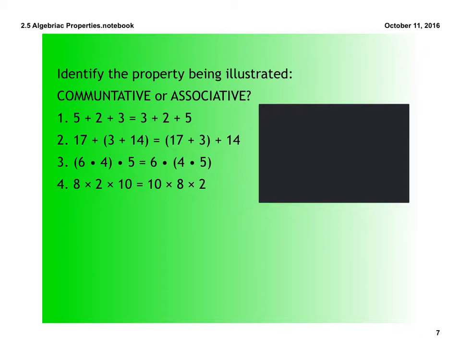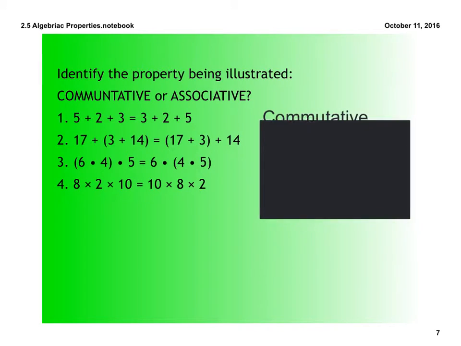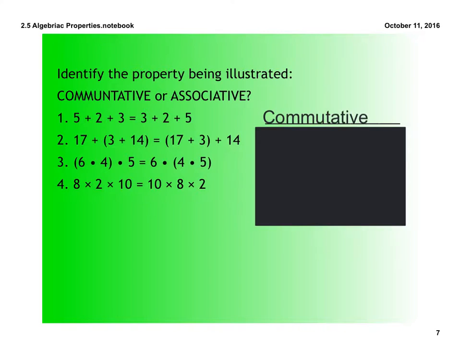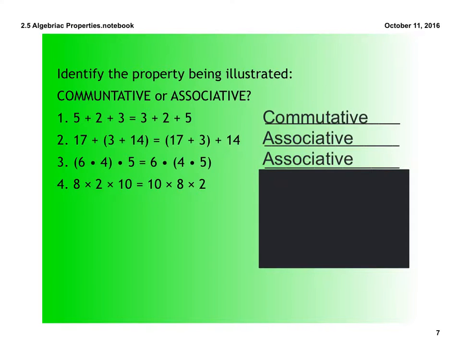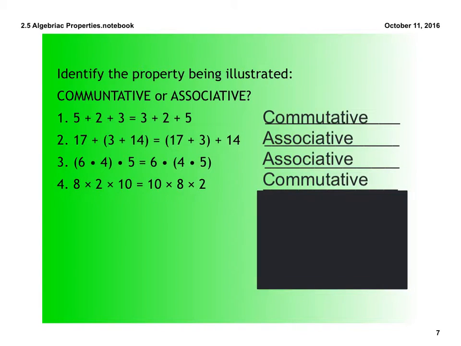So you're going to have to be able to identify the properties. And here are 4 examples. Pause the video. Decide whether each one of these is commutative or associative. The first one, we weren't regrouping, we were reordering the addition. That is the commutative property. The second one, we are regrouping. That's the associative. Third one, associative, we're regrouping again. And the fourth one is commutative.